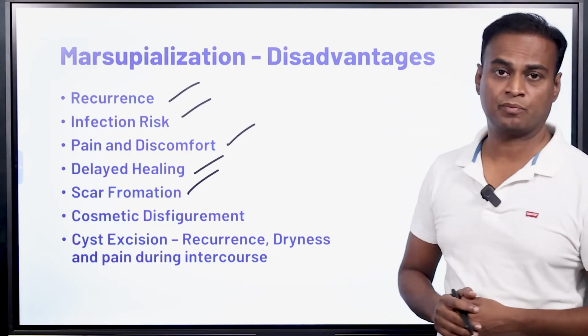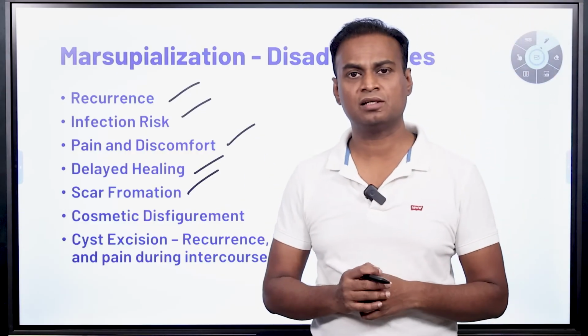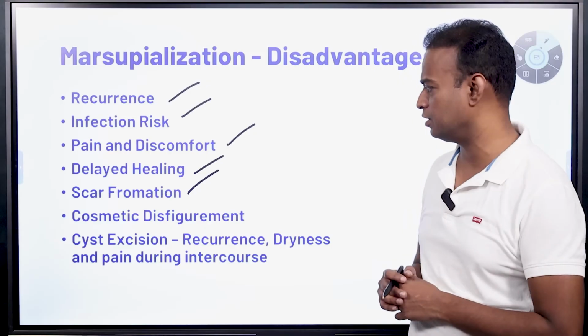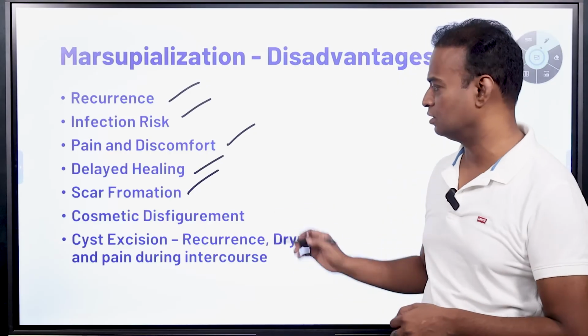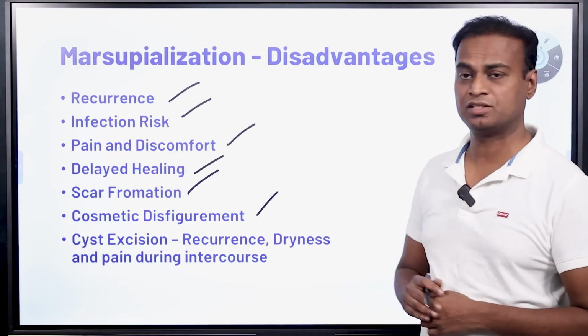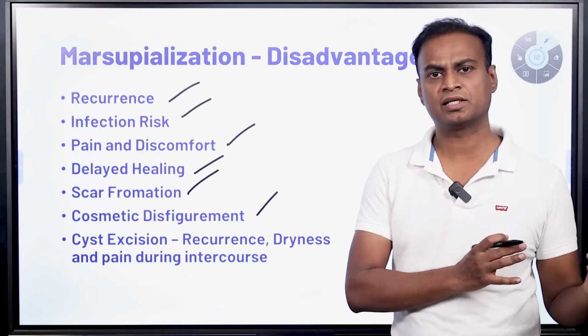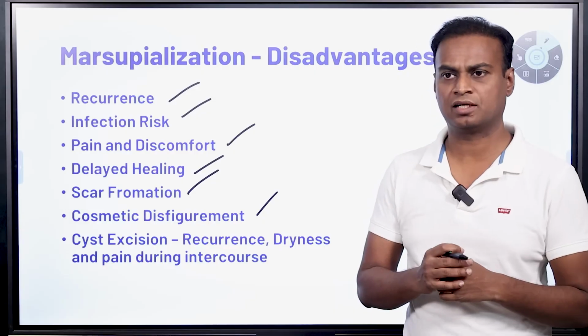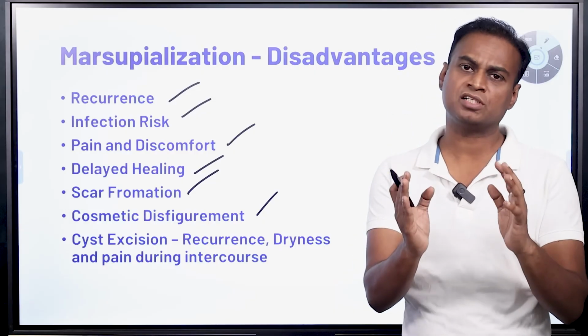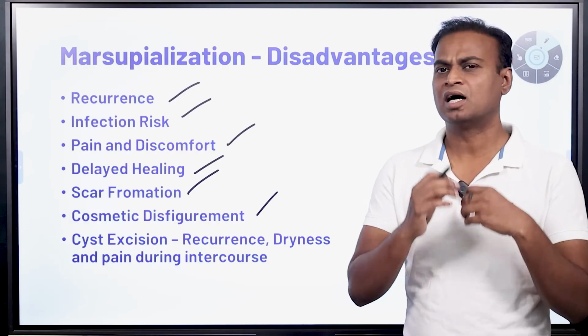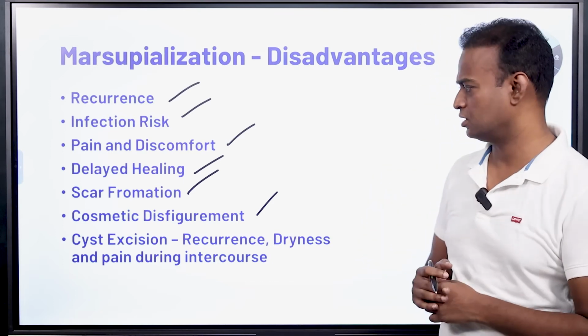The major thing is scar formation. That is a very sensitive area, and there will be a lot of scar formation in that area. Because of the scar formation, there will be cosmetic disfiguration. Cosmetic disfiguration can be, for example, pushing of the vagina to one side. A lot of cosmetic disfiguration can happen. The symmetry of the vaginal area will be lost and it will look ugly after the surgery.